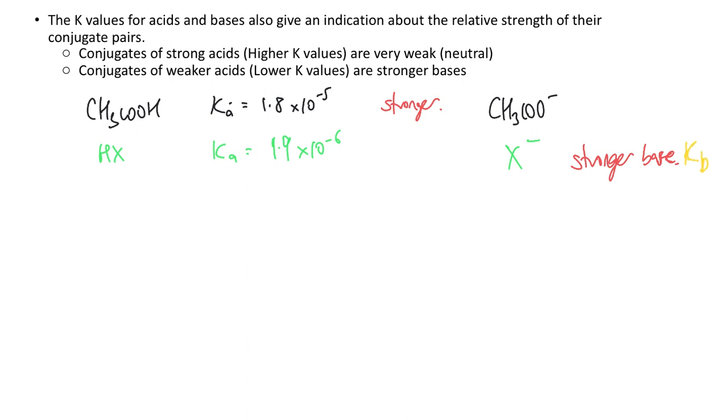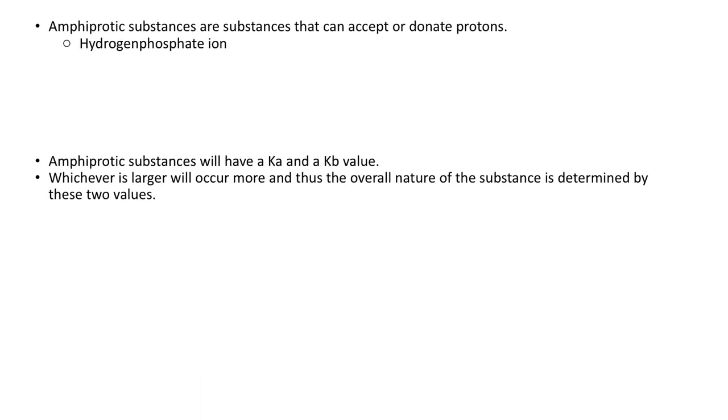Okay, the Kb value versus this Kb value, this one would be larger than that one, right? Because it's a stronger base. So for the conjugate pairs of those things, the weaker the acid, the stronger the base, and vice versa. Okay, let's move on to this next idea.